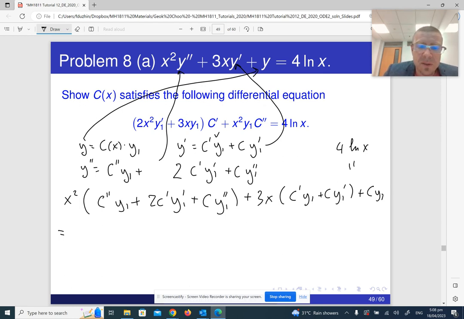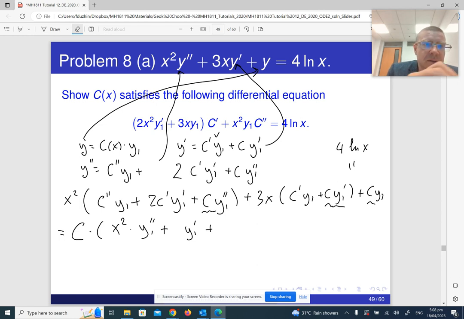Okay, so first, let me combine all the terms with c. So we have c here, and c here, right? So c times, I'm going to have x squared times y1 double prime plus, the second term, 3x y1 prime, plus the third term, which is just y1.